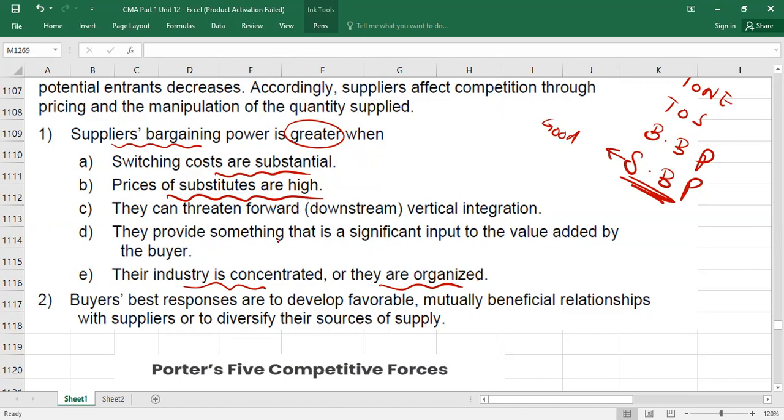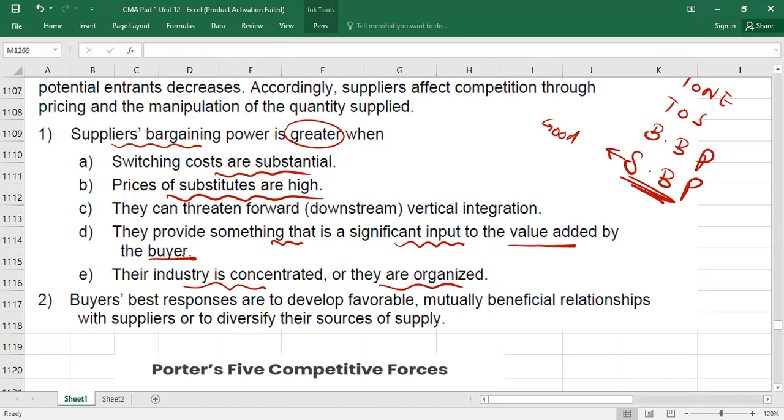And sometimes they provide a significant input to the value added by the buyer. So in simple words, you are in a strong position where the buyer is in a weak position. Right or wrong? And mostly if you have less competition in the market, you are in a strong position.